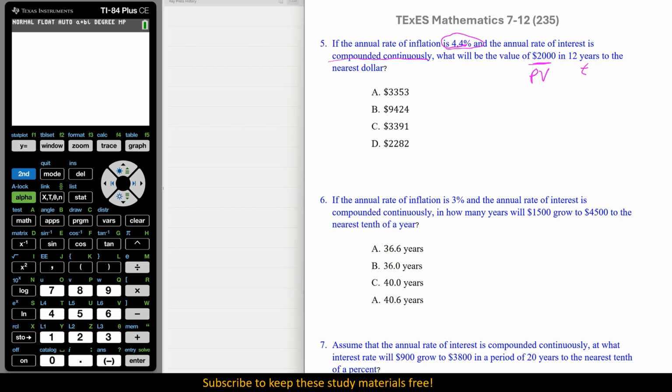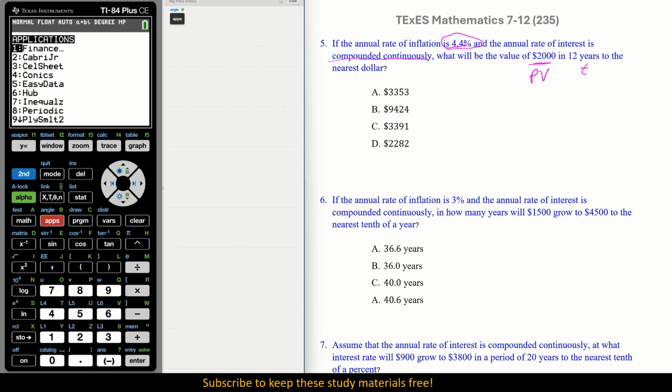There's our interest rate. Now, let's go to our calculator. Just in case you didn't remember how to get to our finance, you need apps, and it's simply number one. You push enter, and there you go. We need the TVM Solver. Enter again. Now, what is our N?